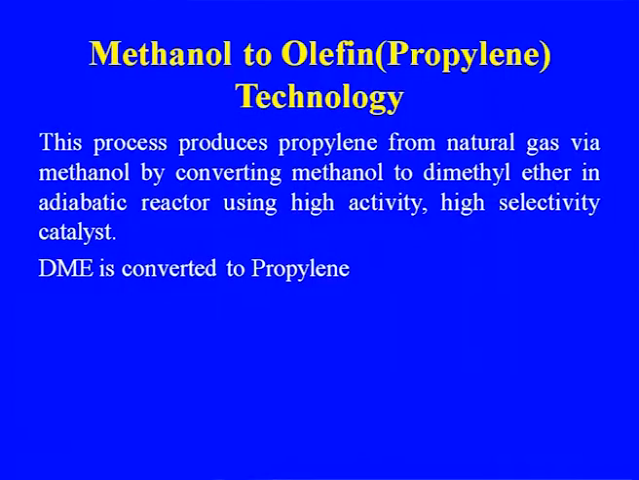Then, I already discussed the methanol to olefin technology, earlier the DOP process. The process produces propylene from natural gas via methanol, by converting methanol to dimethyl ether. This is another process development, because dimethyl ether as such can be used in the fuel stream. So there is a lot of interest now in the manufacture of dimethyl ether, and dimethyl ether is converted again into propylene in this process. So, this is the process technology that is available.